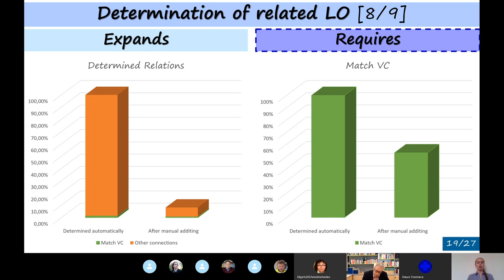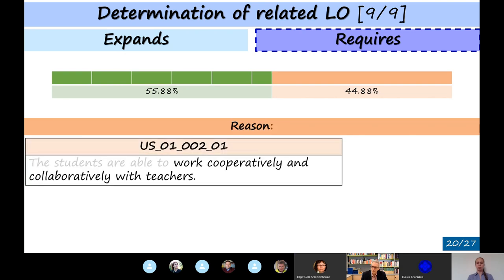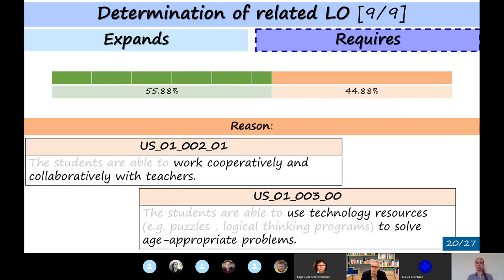However, if I remove all the pairs of words which are irrelevant for the computer science field, I can decrease the level of noise by 90%, which was a pretty good result. With this approach, I can determine automatically almost 56% of the relations from the validation corpus. However, there are still problems. The reason for not determined relations was the absence of directly connected keywords in two learning outcomes.